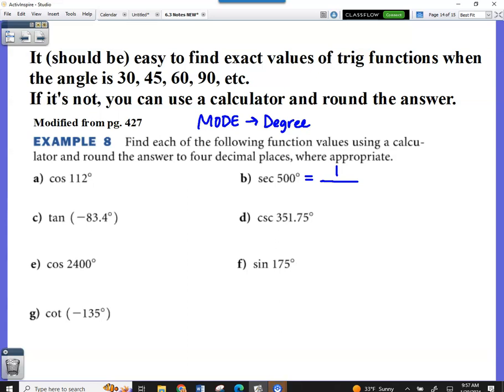Okay. So like the reciprocal of secant is cosine. So I would go to my calculator and enter 1 by cosine 500. There's no need to take the 500 and subtract off a rotation because we are relying on the calculator here anyways. It would be the same answer if you did 500 or if you did, what is it, 140.